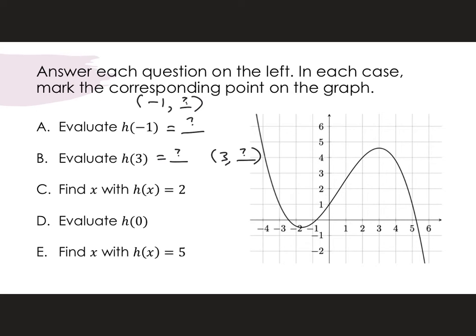Part C, I'm trying to find any points I can where the second coordinate is 2. Part D, I'm told the first coordinate is 0, and I'm asked to find the second coordinate. And in part E, I'm asked to find the first coordinate, so the second coordinate is 5. So those are the points that I'm looking for. Go ahead and try it. Mark the points on the curve. Pause the video, and then I'll fill in my answers.